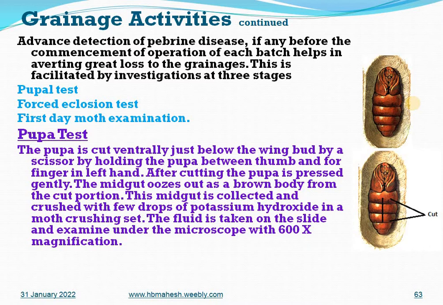If you observe oval, shiny spores, pebrine spores, then the cocoon lot should be rejected and sent for reeling purposes, so that in this way we can prevent loss to the grainages. So this is most ideal when compared to the forced eclosion test and first day moth emergence test. To conduct the forced eclosion test, you need an incubator, specifically a BOD incubator. It's a costly affair and you have very little time. First day moth emergence examination is also ideal, but again you have very little time. By next day morning, the lot should be subjected to reeling. That's why the pupal test is ideal for conducting pebrine examination at grainages.